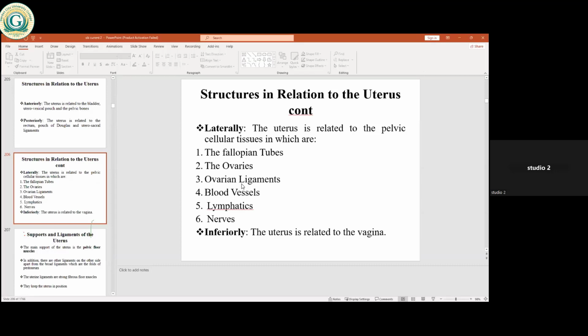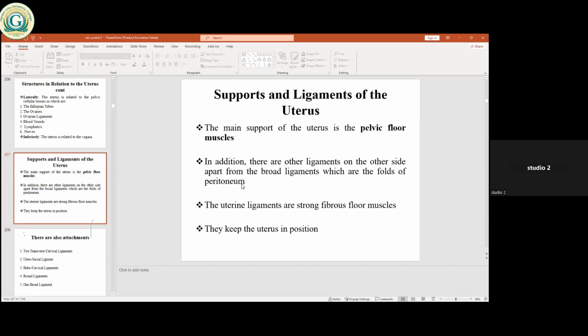Laterally, at the side of the uterus, you have the fallopian tubes, the ovaries, the ovarian ligament, blood vessels, lymphatics, and the nerves. And then inferiorly, the uterus is related to the vagina.